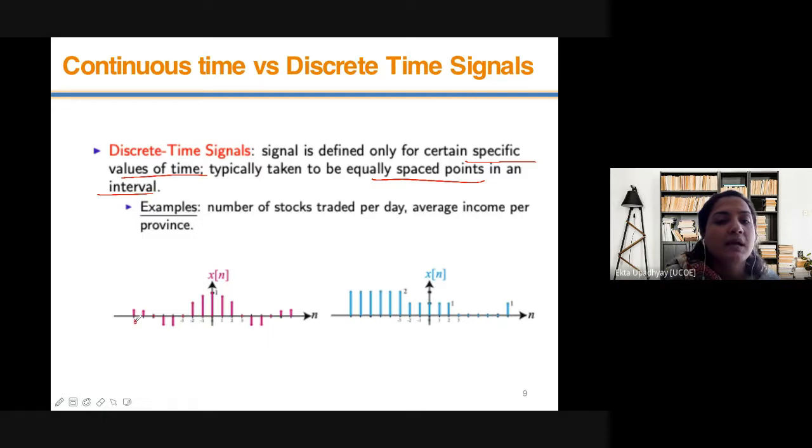So हर interval पे मैम हर एक interval पे मैम check करेगी. मैम हर बार नहीं check करेगी. Example is number of stocks traded per day. ये number of stocks traded per day ऐसा नहीं होता है. ऐसा देखा है क्या किसी ने स्टॉक मार्केट का?